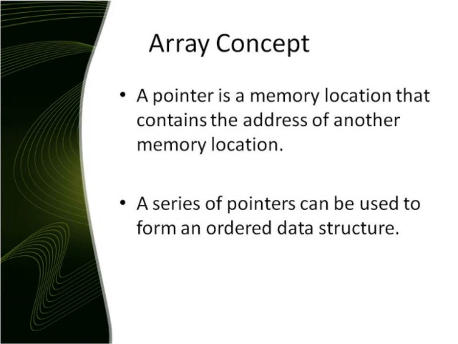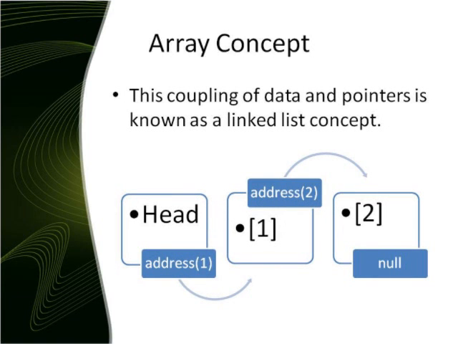Thank you, Rhys. As we have just seen, a pointer is a memory location that contains the address of another memory location. A series of these pointers can be used in a consecutive manner to form an ordered data structure such as an array. This coupling of a data item with a pointer is known as a linked list. The first memory address contains the address of the data in the beginning of the list. A load instruction on this value will return the first data item. The next item in memory contains the address of data in position 1 of the list. And so the chain of loading a location and then loading a data point continues until the next pointer is null.